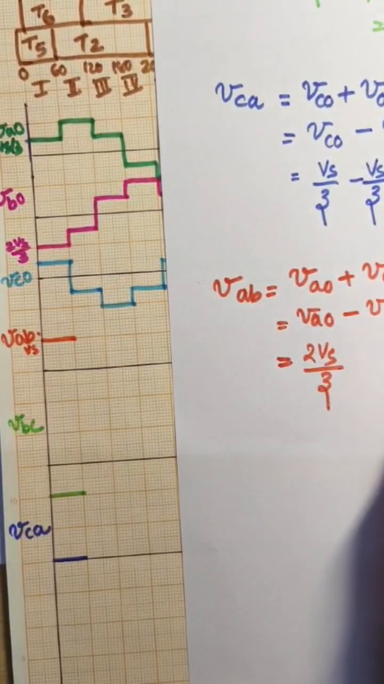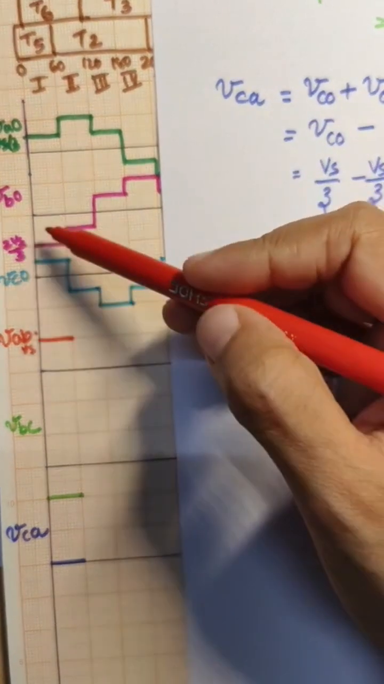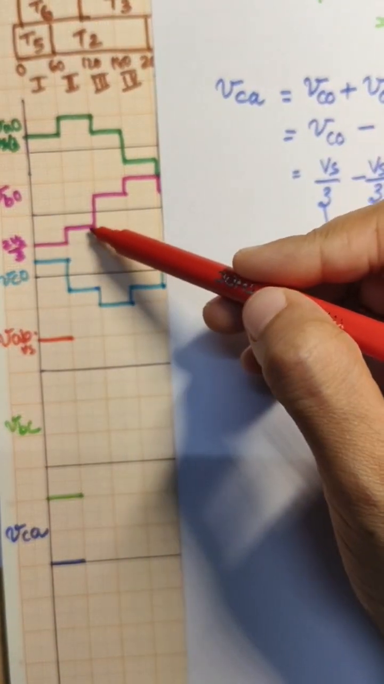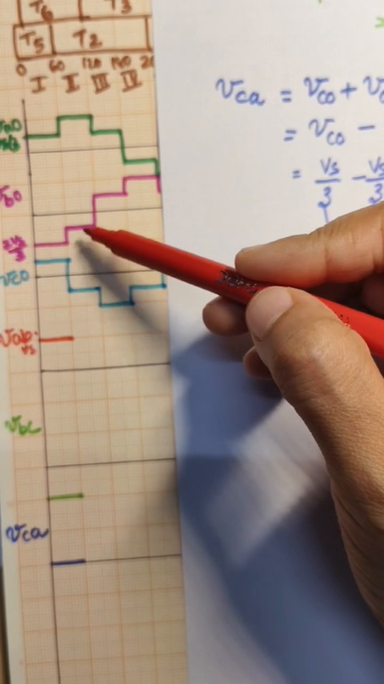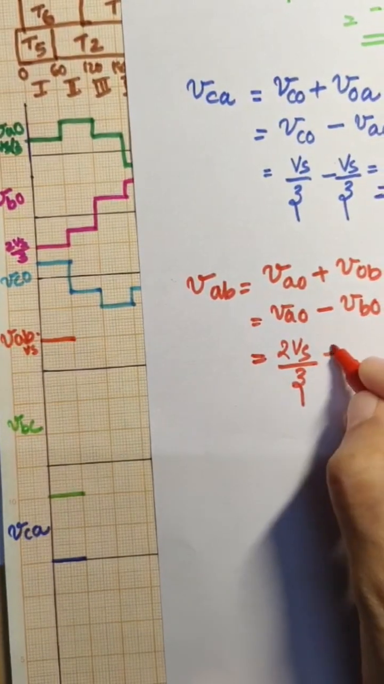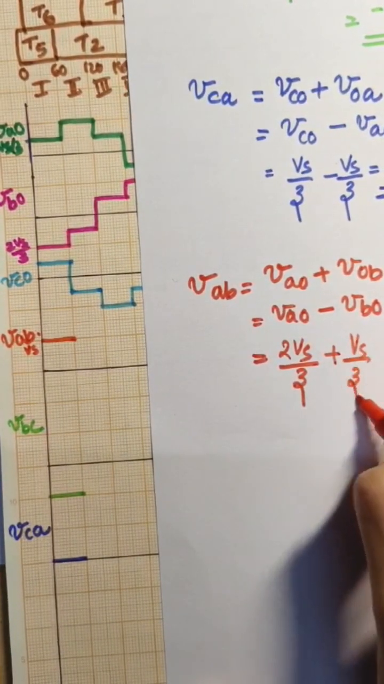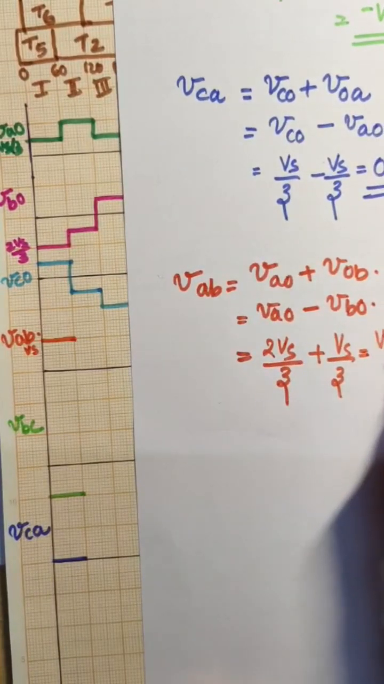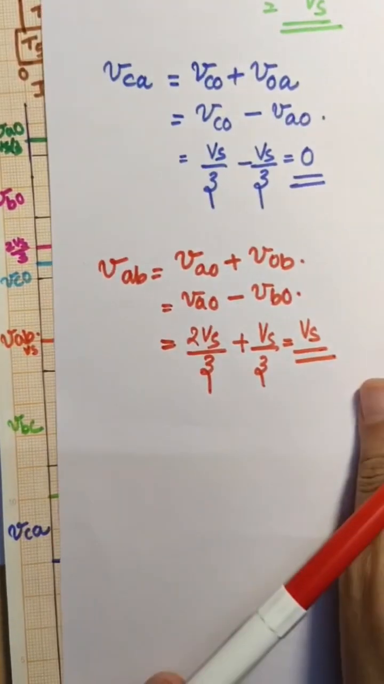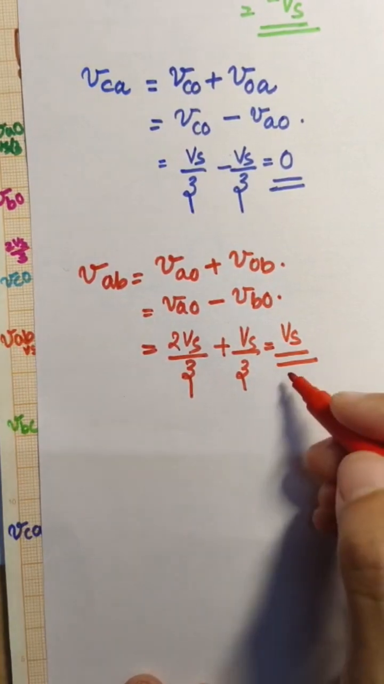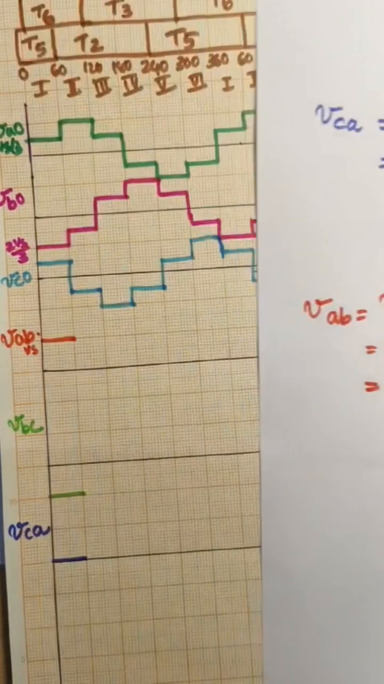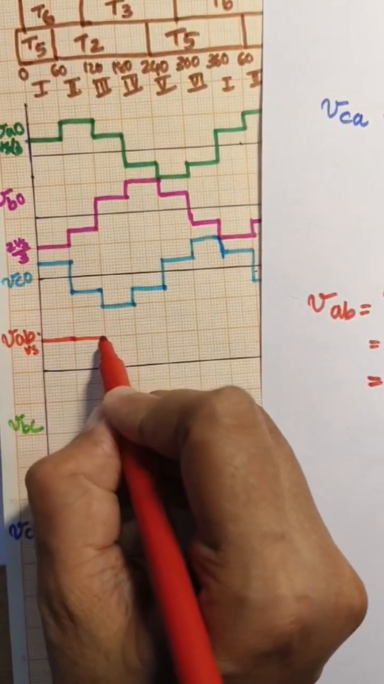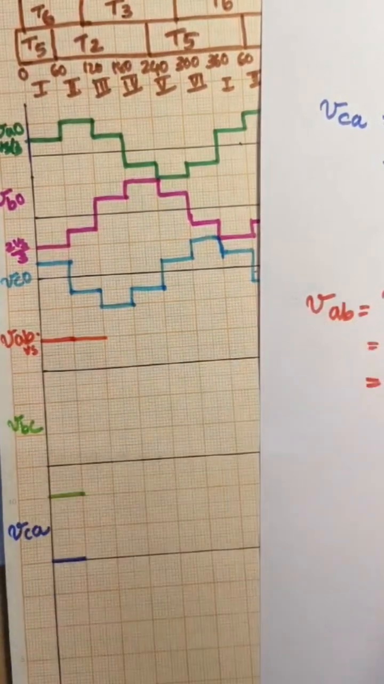And what is VBO? VBO in the second step is minus Vs by 3. So plus Vs by 3, which is equal to Vs. So VAB we obtained as Vs. Mark here Vs for the second step.